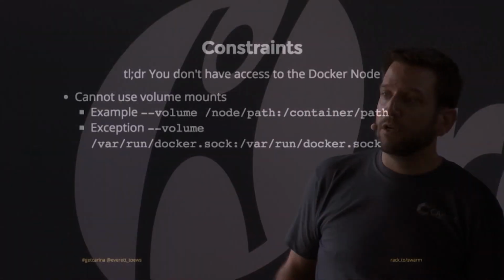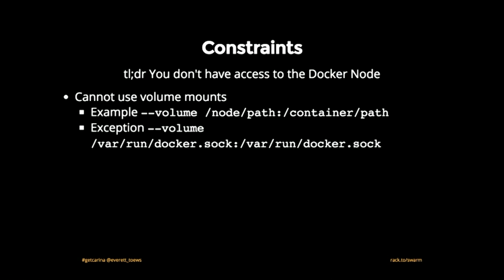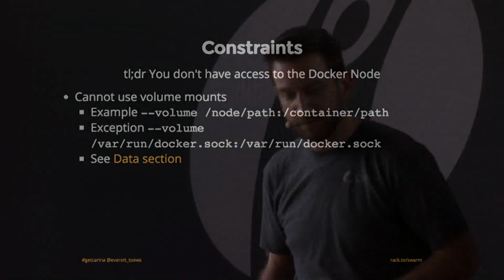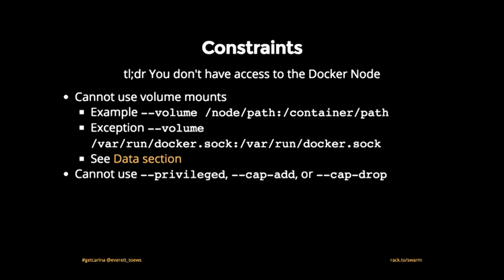There is one exception to that, and that is if you want to mount the Docker socket. A lot of Docker ecosystem tooling depends on being able to access the local Docker socket. So we allow you to mount that socket and talk directly to the Docker engine on that node. And I'll get to a bit more about this in the data section on how you effectively get around this particular constraint. You can't use privileged or the capability add or drop flags. And there are also some AppArmor restrictions around what you can do inside a container. And these are all because of security.